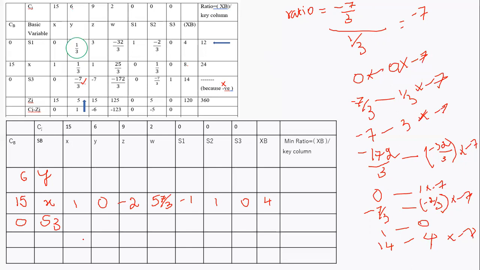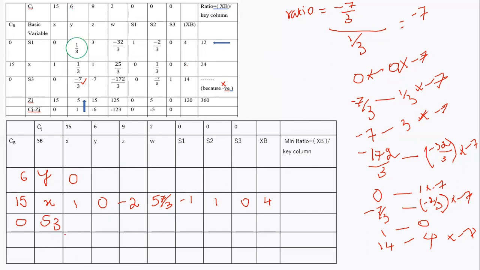So with this, we get the new number. So new number, if you take 0 here, 0 into minus 7, therefore we'll be getting this entry as 0. And then minus 7 by 3. So minus minus will become plus. So therefore, minus 7 by 3 plus.